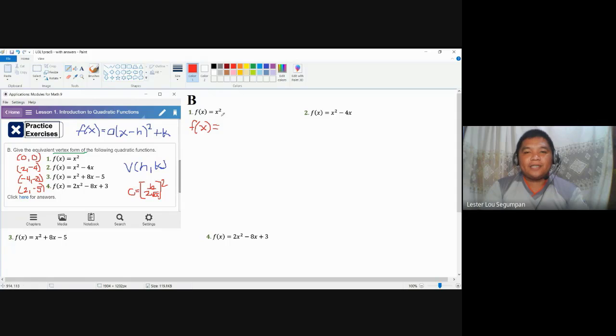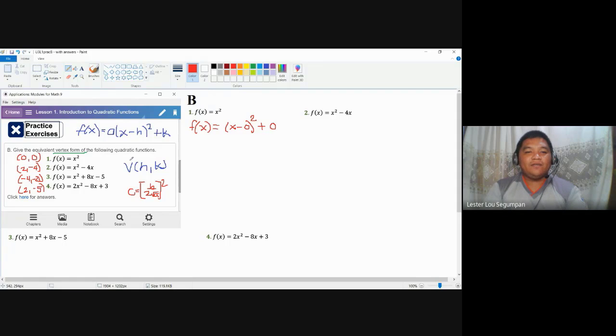So how do we express this in the vertex form if it has no b? Simply, you could actually say this is x minus 0 squared. Am I right? Because any number subtracted by 0 is the number itself. So 2 minus 0 is just 2, 5 minus 0 is just 5, and 3 minus 0 is just 3. So we have this expression. And then we could also add here another value of 0, which actually means nothing because any number added by 0 will just be the number itself.